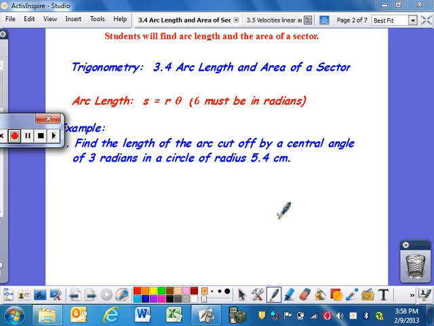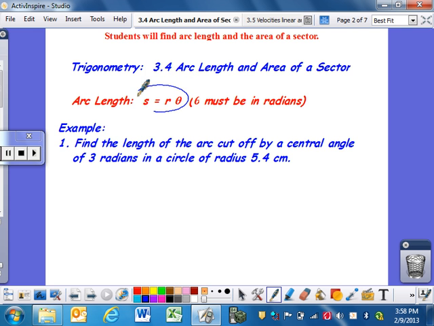This is section 3.4. This is arc length and area of a sector. So what you need to do right now is find your salmon sheet, because the two formulas that we're going to use today, arc length, you need to find that on your salmon sheet. This is what you'll be able to use on the test. And the other one's going to be area of a sector, which is just below the arc length formula under the heading of circular motion formulas on your salmon sheet. So we're going to be able to refer to this.